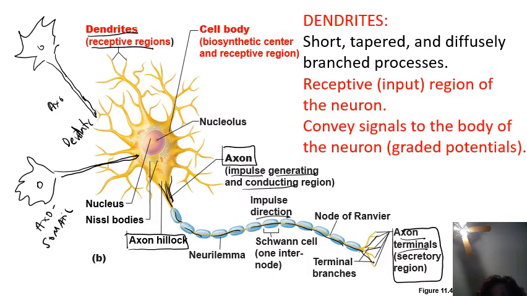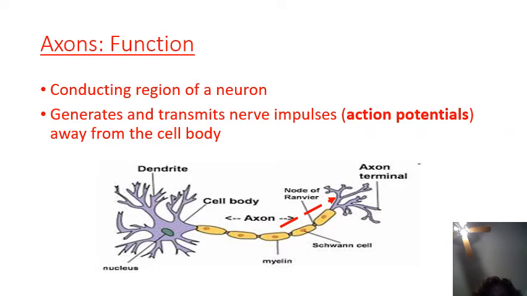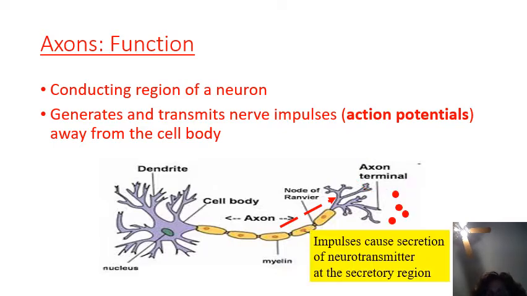At the axon terminals, in response to the action potential, the neurotransmitter will be secreted by the axon terminal region. So the axon terminal is the secretory region of the neuron that will secrete neurotransmitter in response to an action potential. In the case of a multipolar neuron, of a somatic motor neuron, the neurotransmitter secreted would be acetylcholine.